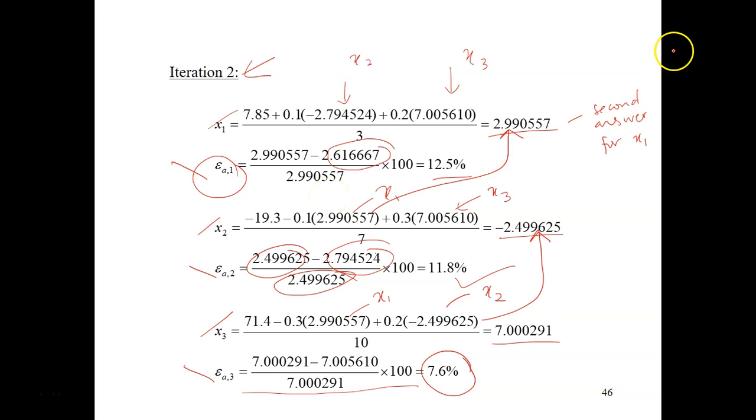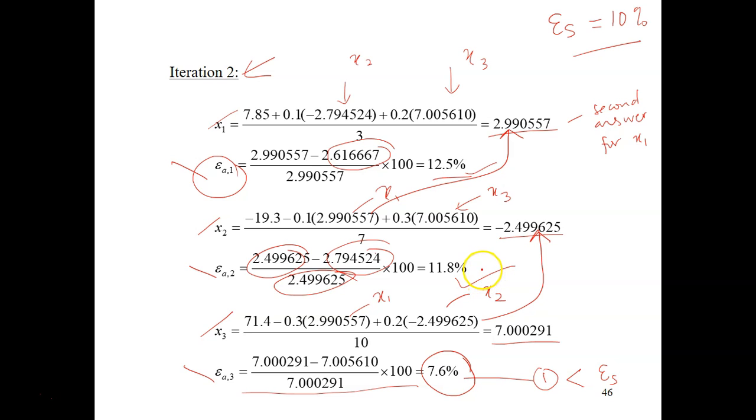So let's say the problem gives you the value of ES, which is 10%. Okay, let's look at the first calculation of EA here. It's 12.5%, which is still more than the ES. And this one, which is 11.8%, is more than the ES. And for the third one, it is 7.6%, which is less than the ES. So there is only one calculation which is less than the ES. The rest are still more.